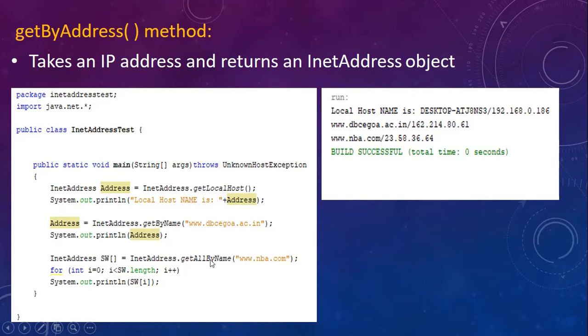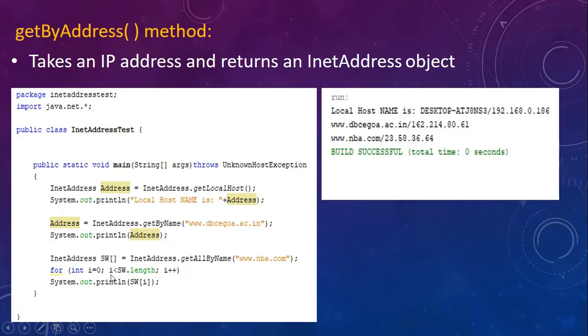Third, I told you that getAllByName is used to return the addresses of all the computers which are connected by a single name. The name here is nba.com. Just to see how many addresses, how many machines are linked to this name, I've created an array SW, and basically it's going to return into this array all those IP addresses which have the common name nba.com.